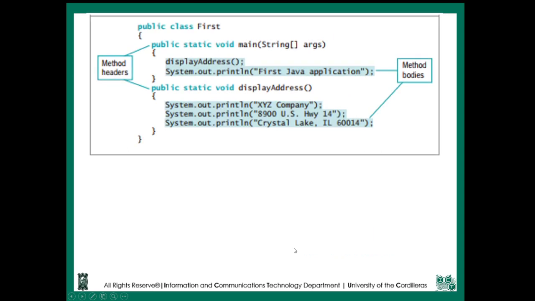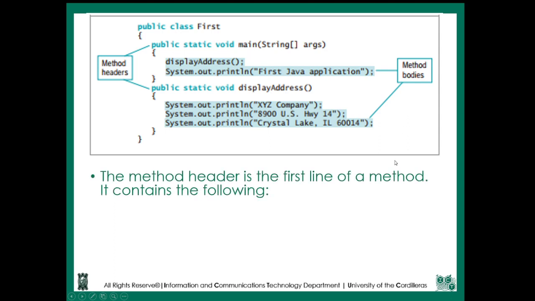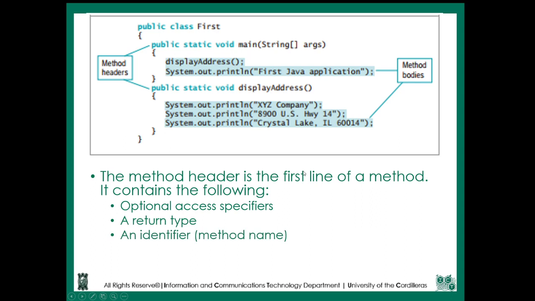Okay, now let's take a look here. This is the sample code from earlier. For you to better understand the parts of the method, once again, we have the main method, the class name, and the displayAddress method that we created here and called from the main method. These two here, the public static void main, are what we call the method headers, and inside of that are what we call method bodies. So it contains the following. Maybe you're seeing the words public static void. We always use that. First of all, we have an optional access specifier, a return type, an identifier, and of course a parenthesis.